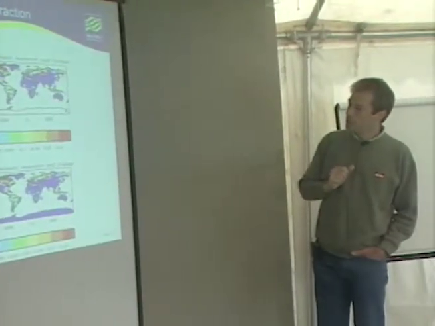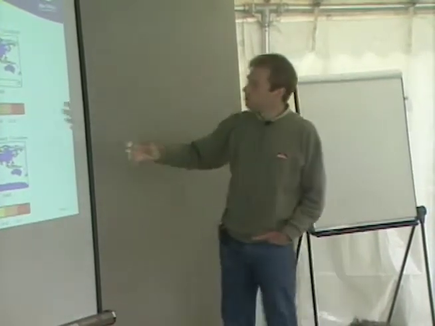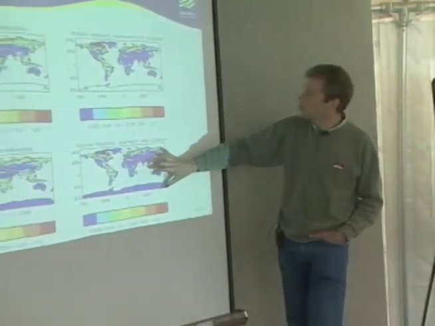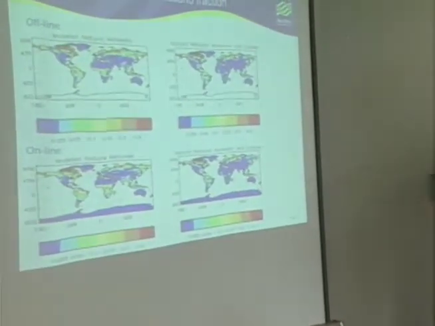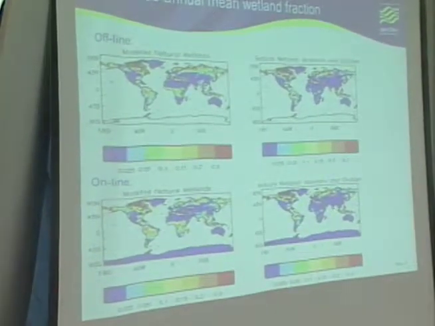If we put that scheme online in the model, because the physical climate isn't perfect, then you get something which is not as good, but still reasonable in comparison to observation. So the model is doing not too bad a job.